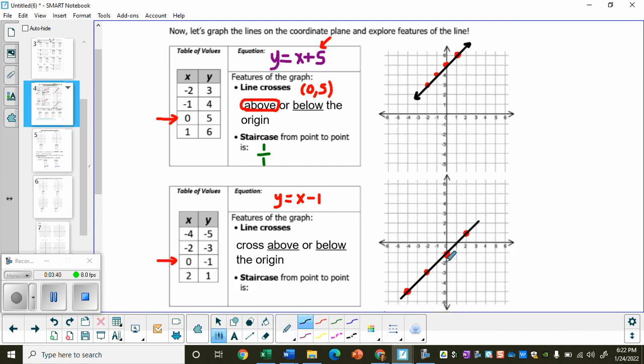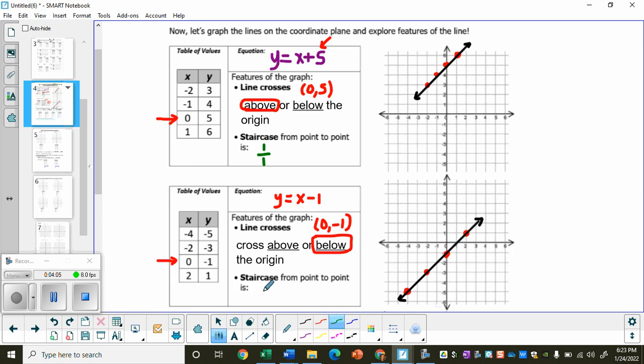we can see I do have parallel lines. These lines right here, these are never going to intersect each other. These lines are parallel. We'll notice that this one now crosses below the origin at 0, -1. So I'm going to write the y-intercept right here. And friendly reminder that I can see it in the table of values. I could see it right here in the equation. It's also right there where the line crosses the y-axis.